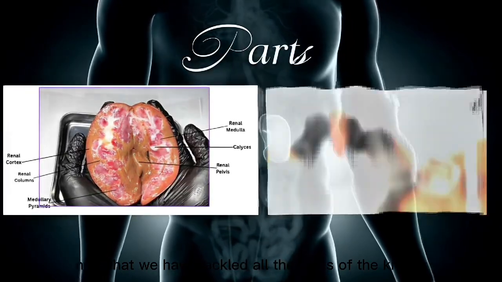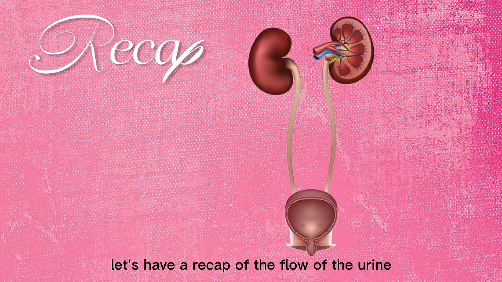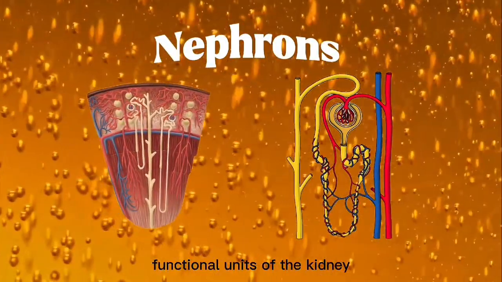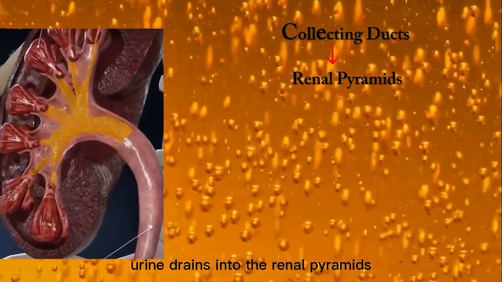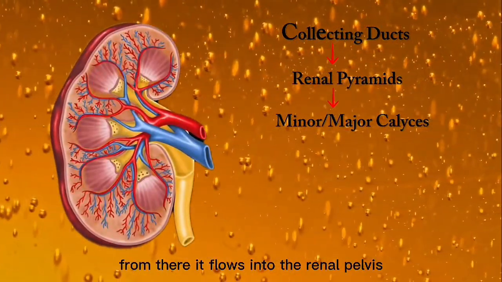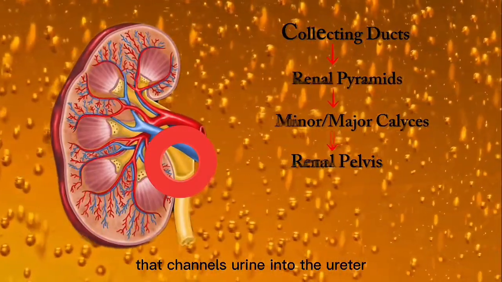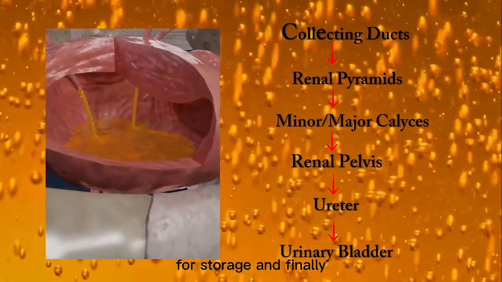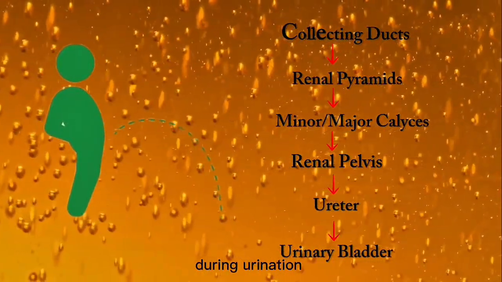Now that we have tackled all the parts of the kidney, including how the blood flows through it, let's have a recap of the flow of the urine from start to finish. Urine formation begins in the nephrons, functional units of the kidney. From the collecting ducts, urine drains into the renal pyramids, then passes through the minor calyces and into the major calyces. From there, it flows into the renal pelvis, a funnel-shaped cavity that channels urine into the ureter. The ureter then carries the urine down to the urinary bladder for storage. And finally, it exits the body through the urethra during urination.